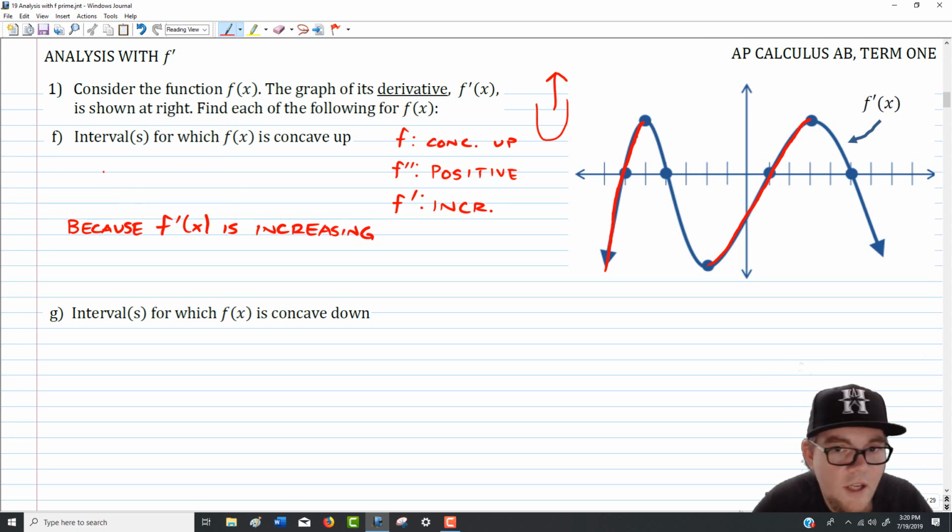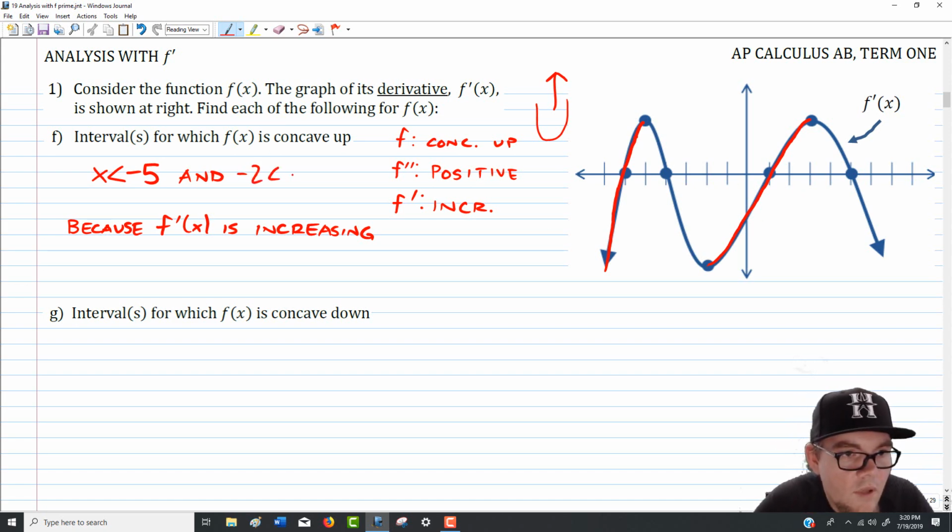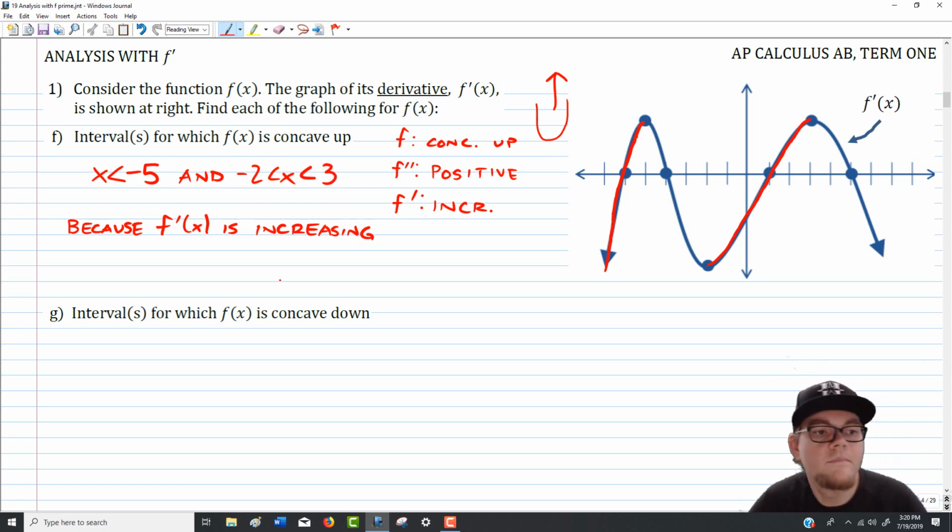Looking at our picture though, it looks like our values are x less than -5 and is that -2? Yep. -2 less than x less than 3. So it turns out there are two intervals where f prime is increasing, which means we have two intervals for which the graph of f, which we still haven't seen, would be concave up.